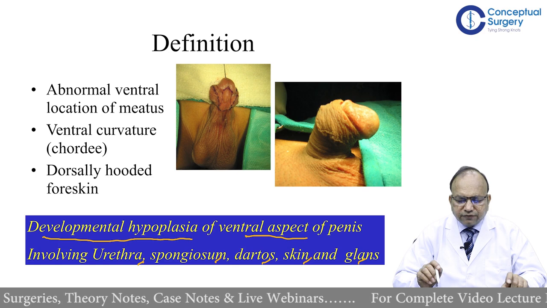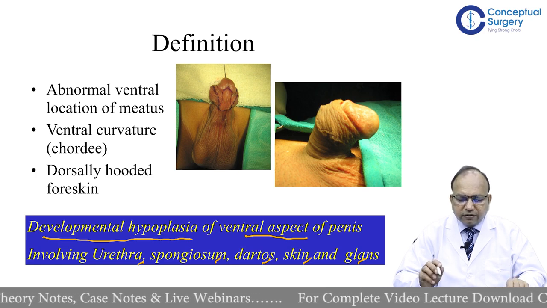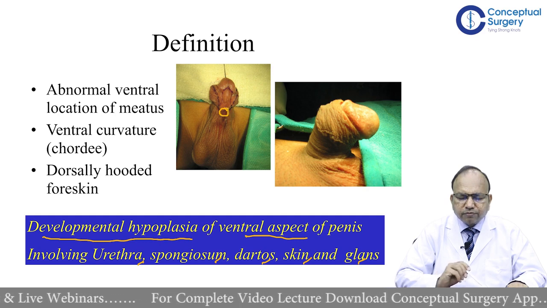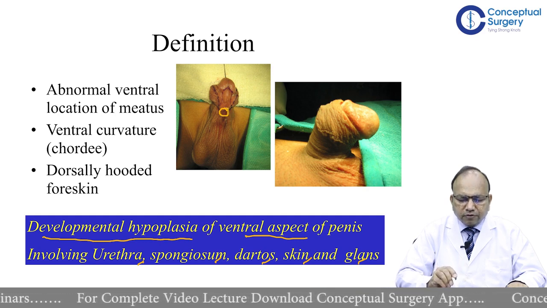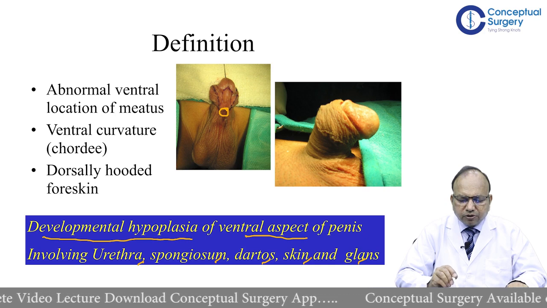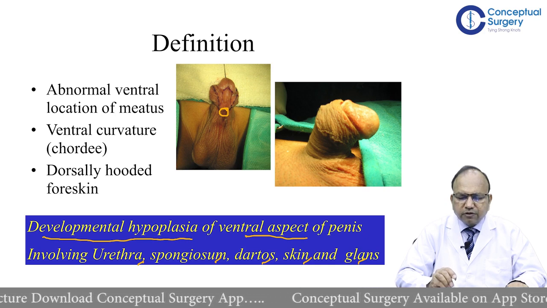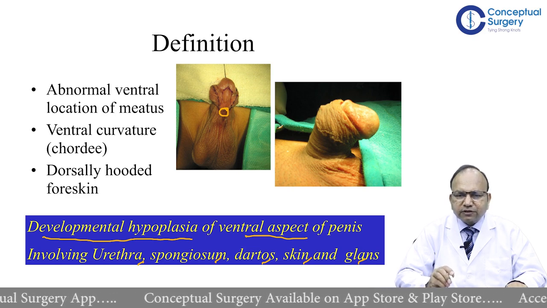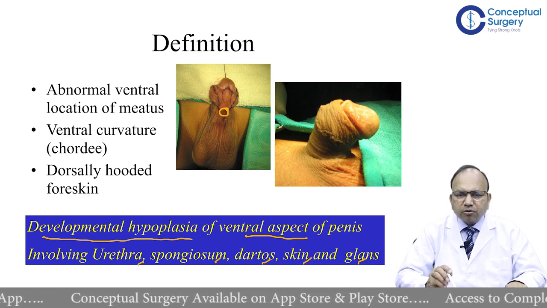The three salient features of hypospadias are, first, the location of the meatus, which is abnormal. Either it is distally located or very proximally located or somewhere in the middle, but anywhere on the ventral aspect, but not at the tip of the glans, because the tip of the glans is the normal meatus.